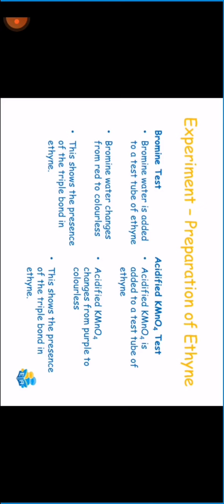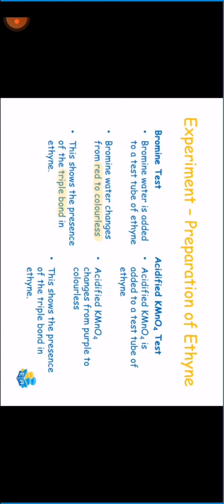Another test you could do is the bromine test, where again bromine water is added to the test tube, it's stoppered and shaken. The bromine water will change from red to colourless, and it could be orange to colourless depending on the concentration of the bromine water, and this shows the presence here of a triple bond in ethine.